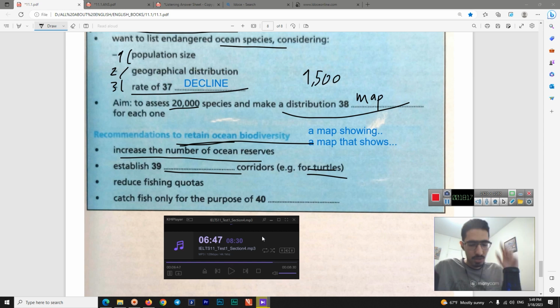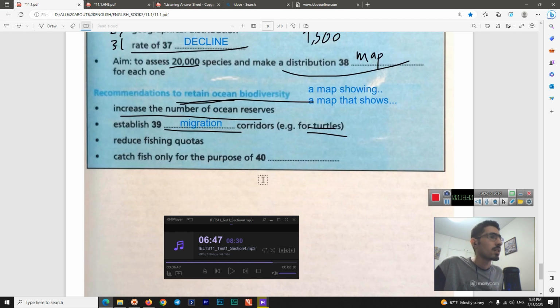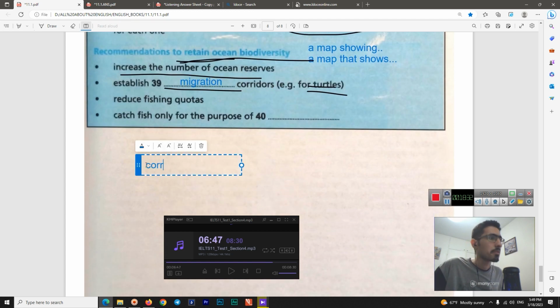But the better word is migration, because it's corridors for migration. So we can say migration corridors. So you see how Ielts is really playing with words. For example, it says corridors for migration, so you should change it to migration corridor.